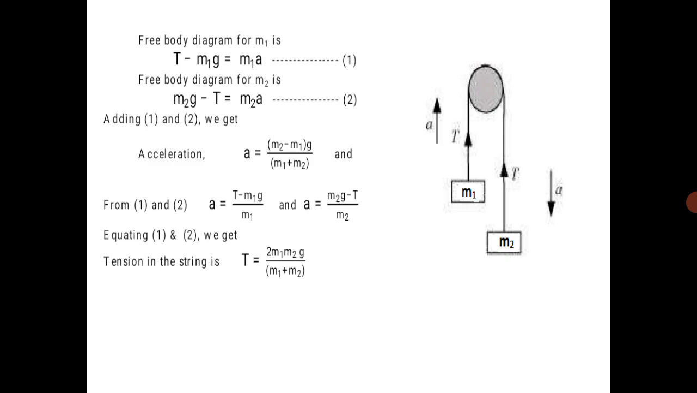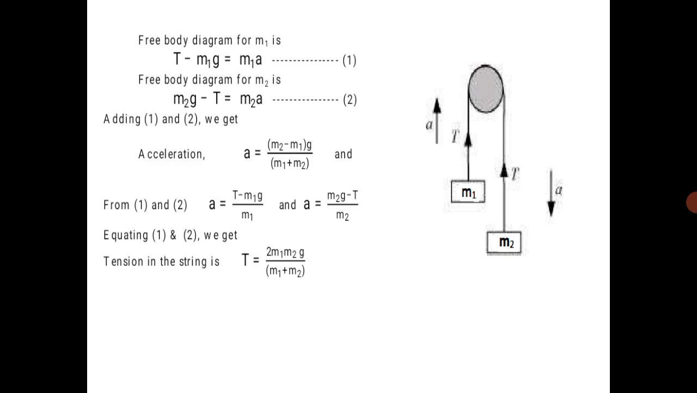Similarly, we can write the free body diagram for the second mass m2. Here m2 is accelerating down. T pulls the body m2 upward. So definitely m2g is greater than T. Therefore we can write m2g minus T as the net force, and that net force is mass into acceleration, that is m2a. We call this equation number 2 and the previous one equation number 1.